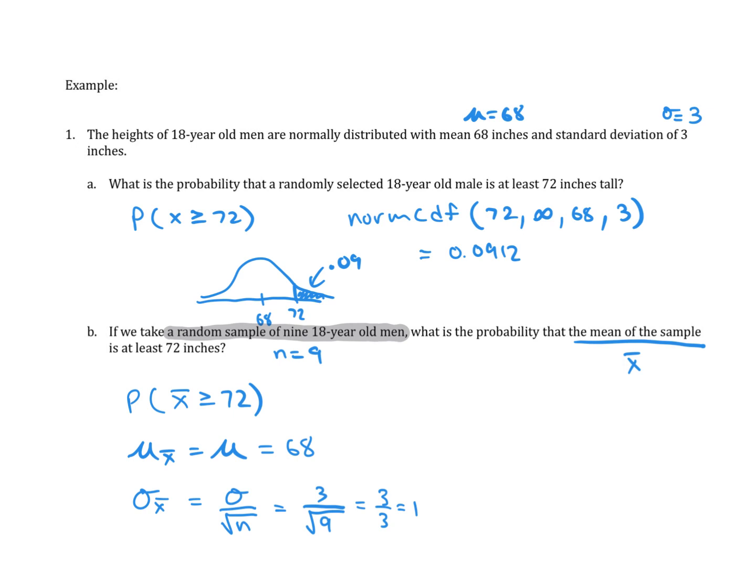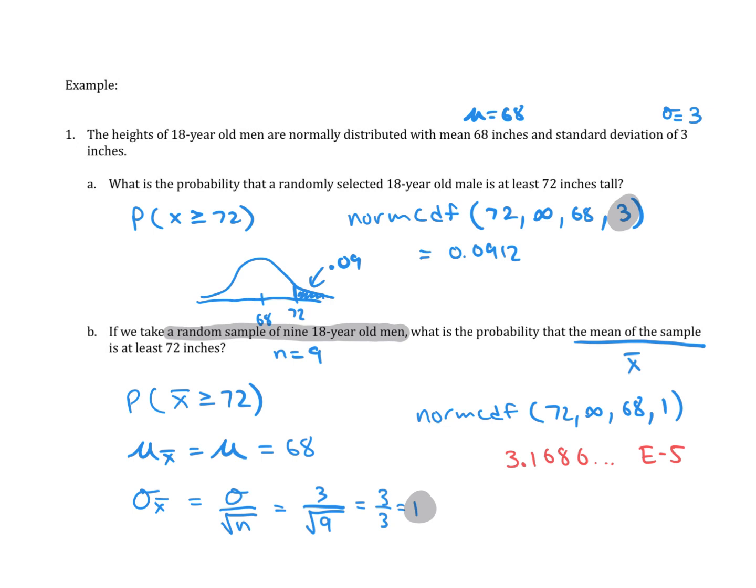So now when I plug this into my calculator, it's just like what I plugged in above, except I'm going to change that last number, that 3, and I'm going to put 1 in instead. So I'm going to type in my calculator norm CDF 72 to infinity. 68 is the mean, and my standard deviation changed to 1. And so I plug that in the calculator, and I actually get something sort of strange.